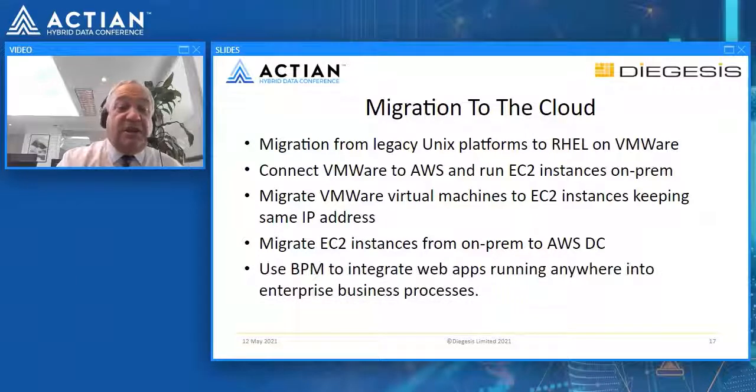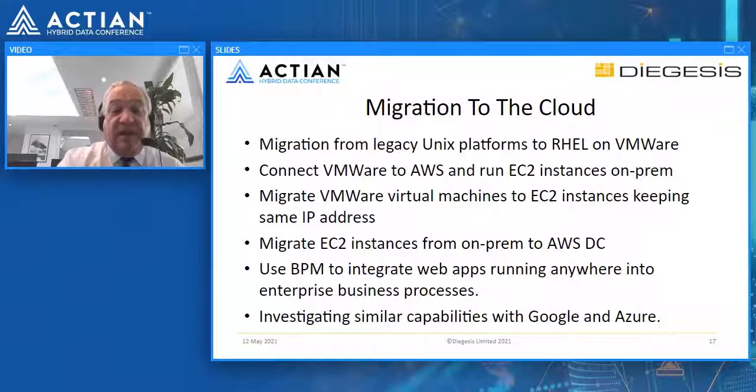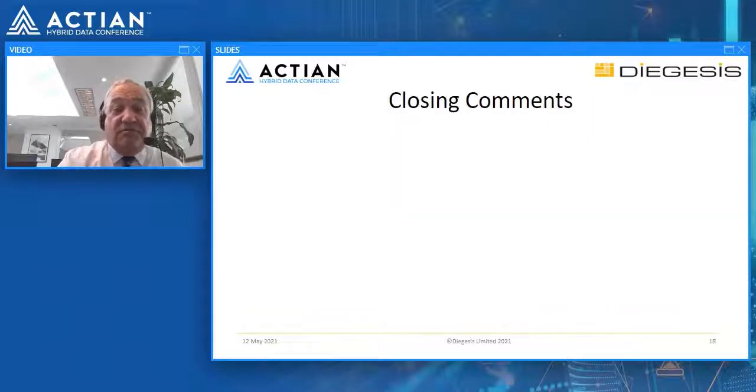So that then allows you to migrate your EC2 instances from on-prem to AWS. And now we're in a position to start to think about using things like BPM to start to integrate these applications that are just web-enabled and service-enabled into our enterprise applications. And we've done AWS, so that's where our experience lies. One can look at the same piece of things on Google and Azure, I'm sure.